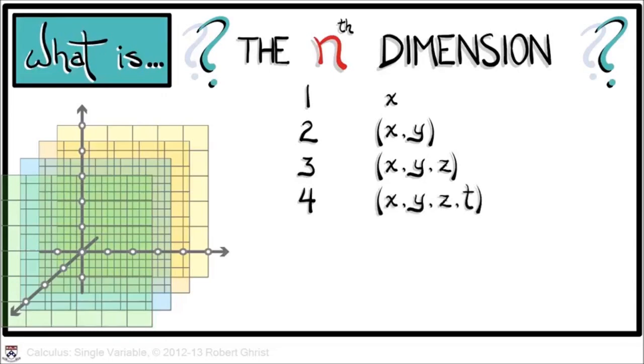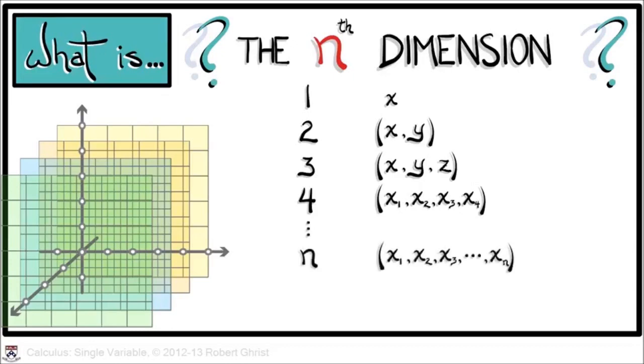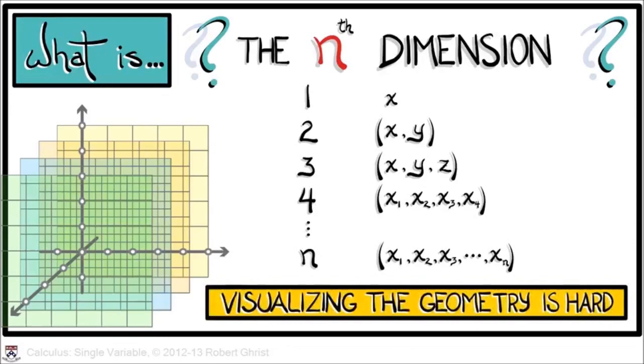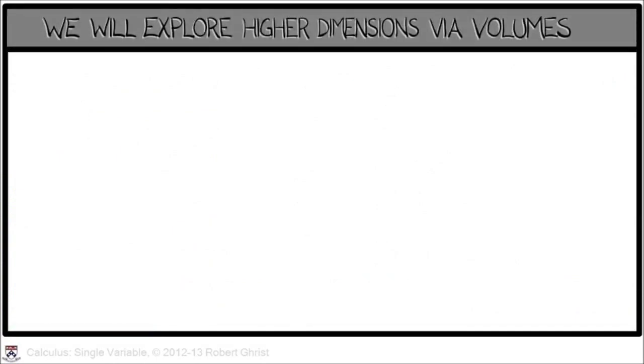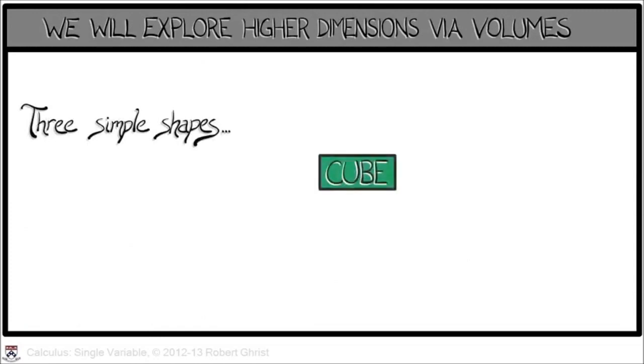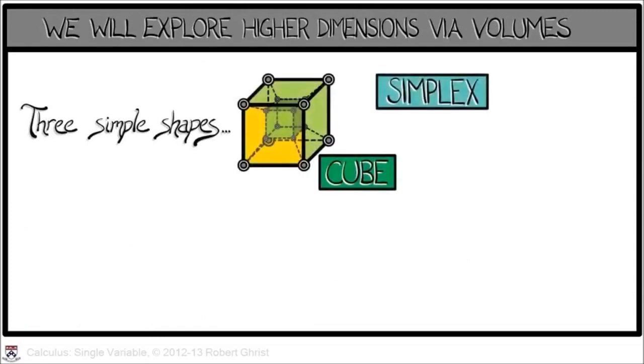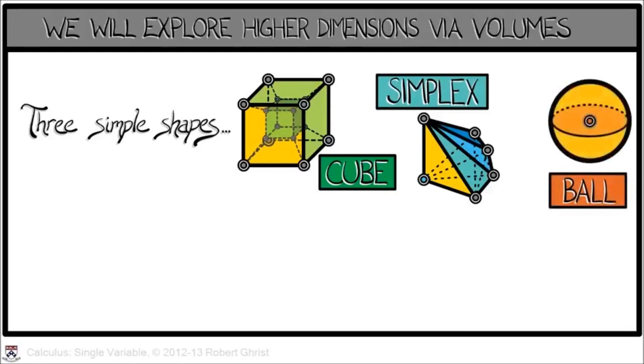You might be tempted to use t for time or some other variable name, but why don't we just use subscripts? x1, x2, x3, x4. The reason for this being that when we move to the nth dimension, well, for large values of n, we don't have enough letters, but we do have enough subscripts. Now, drawing pictures in the nth dimension is hard. Therefore, we're going to proceed by exploring through volumes and shapes. 3 simple shapes in particular: cubes, simplices, which are analogs of triangles or pyramids, and balls.